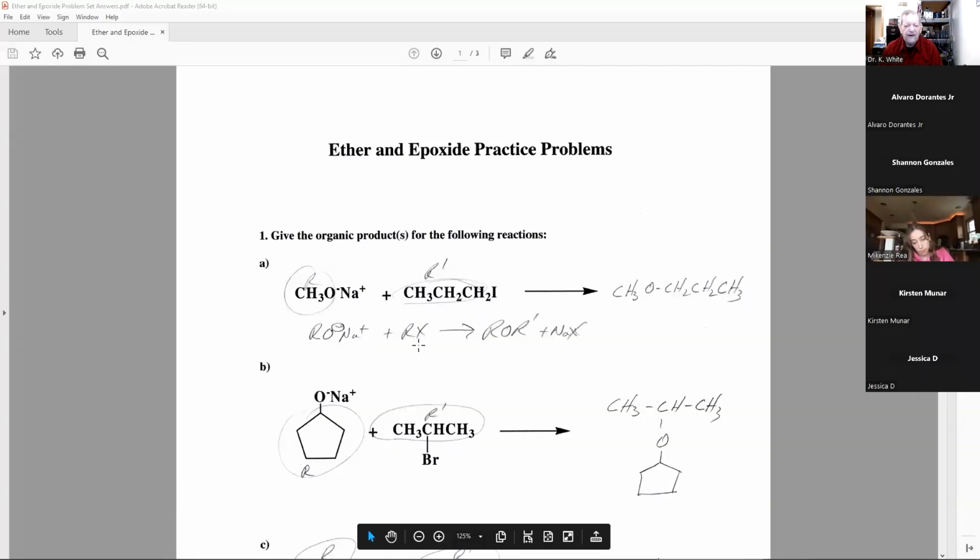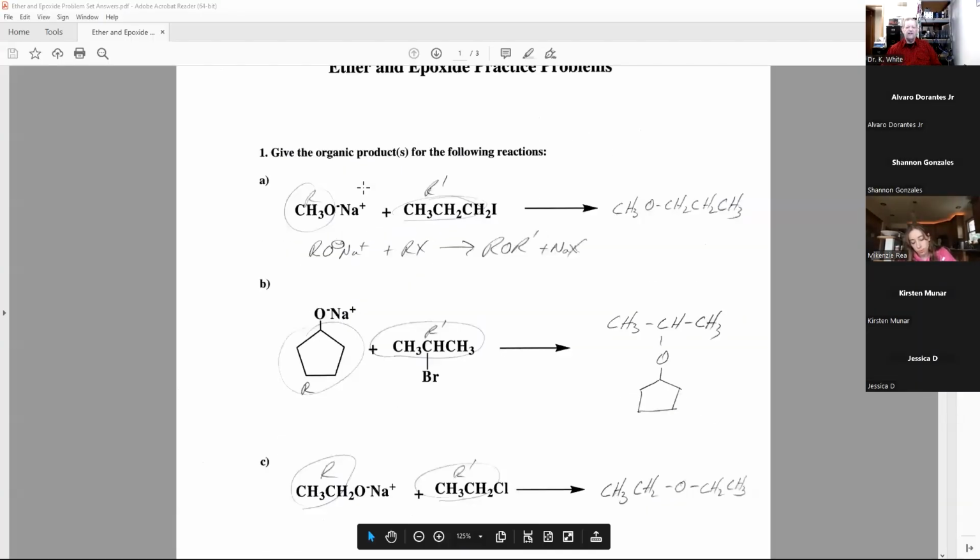All right, give the product or products for the following reaction. If we look at A, what do we have? Oh, what's different? Oxygen with a minus sign, sodium cation, and carbons on that oxygen: an alkoxide. I'll never ask you what an alkoxide is. Next, carbon, carbon, carbon. Ooh, iodine, a halogen. And that's an alkyl halide. And this is a Williamson ether synthesis.